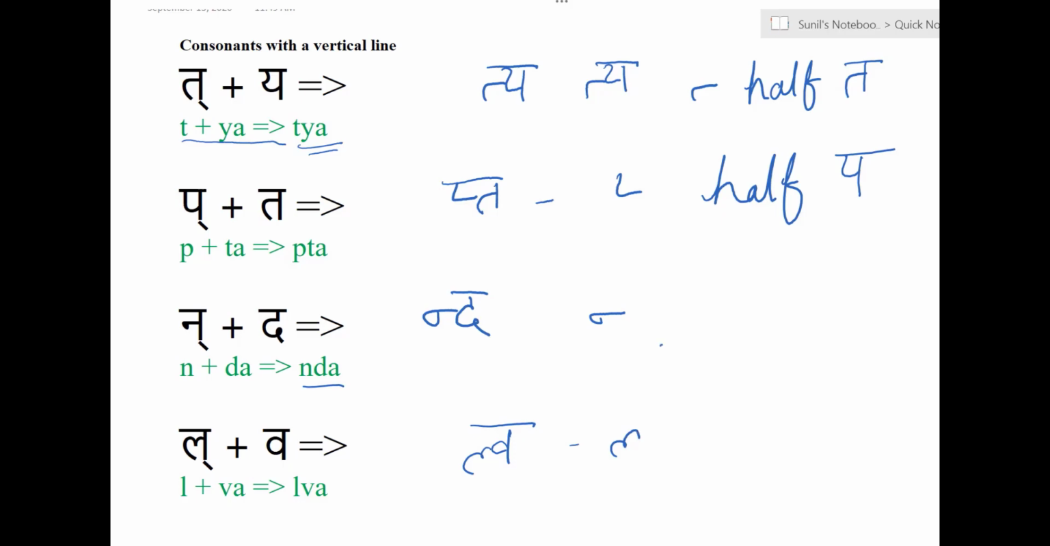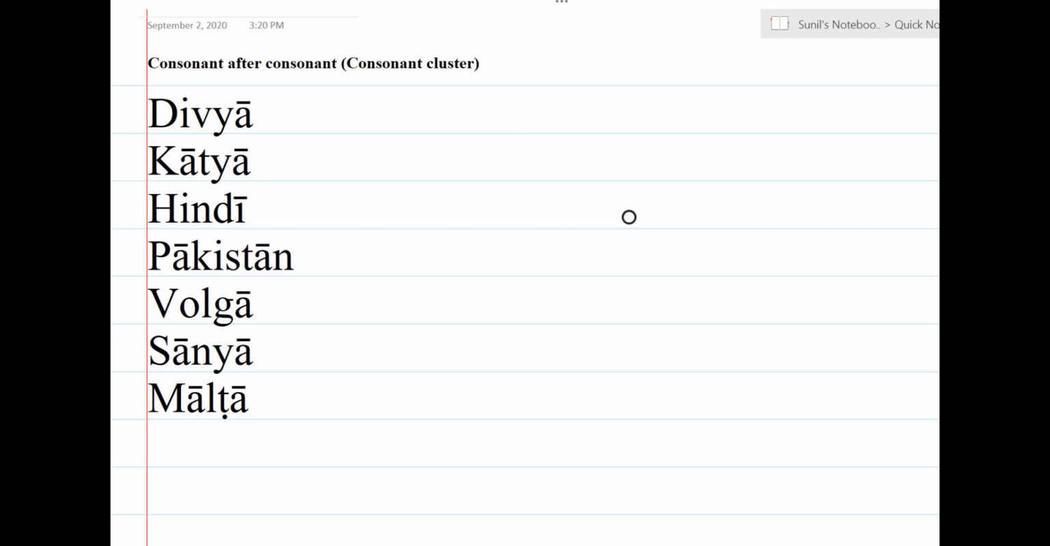Let's take some words. So here I have taken some words where you have consonant and consonant combination, when a consonant comes right after the consonant without a vowel. So here you have the name Divya. So it's vya. Here another name Katya. Tya. And there Hindi. Ndi. And then you have the word Pakistan. So you have sta, Volga, lga, Sanya, nya, and Malta, lta.